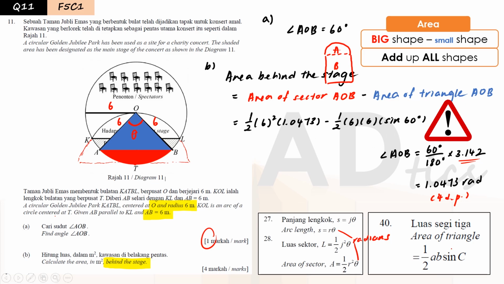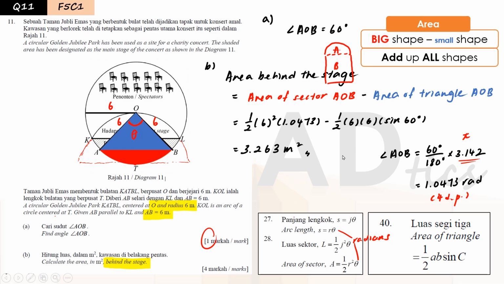Except for formula 27 and 28, which use radians, all of the other formulas which have angles will be using degrees. That's why here I'll be using degrees. So take note, only formula 27 and 28, arc length and area of the sector, use radians. Other than that, all use degrees. Now we can just plug this into the calculator to find the area behind the stage, which is 3.263 meters squared.